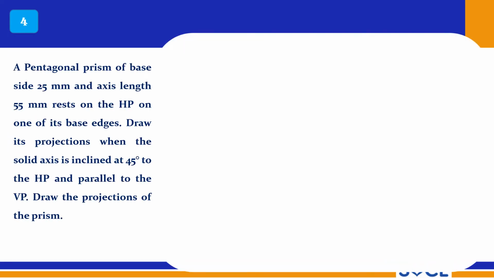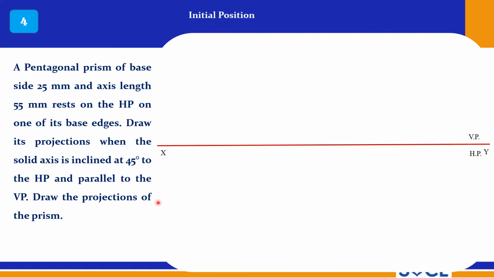So fourth one, this is a pentagonal prism of base height 25 mm and axis length 55 mm, rests on the HP on one of its base edges. Draw its projections when the solid axis is inclined at 45 degrees to HP and parallel to VP. So here it is resting on a base edge. On the right side, make sure that you are getting an edge. So this is the edge I am talking about, and this is the true shape. So draw the true shape properly, it is very important.